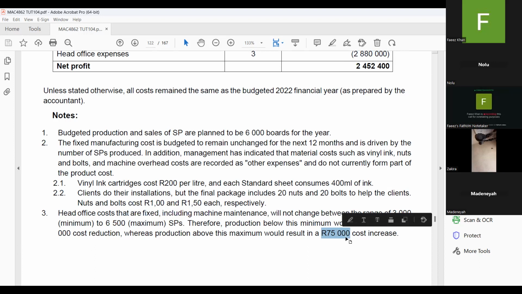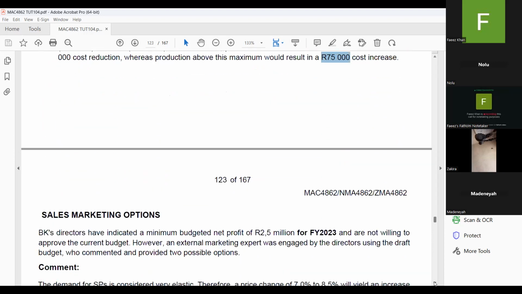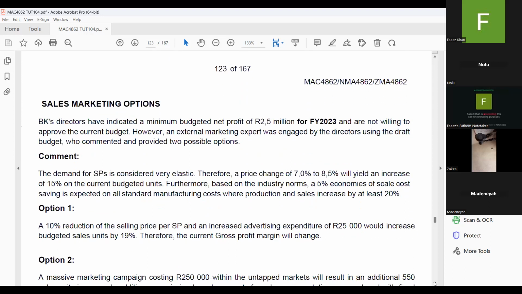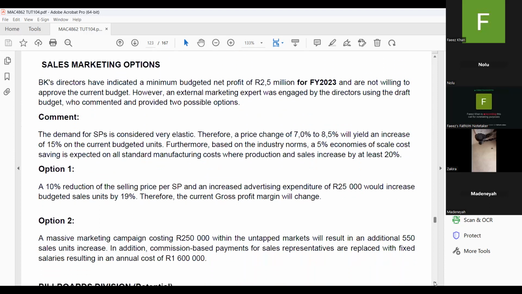So I just wanted to remind us regarding this information because we're going to need it in this one over here. So let's go through this. Then we're going to answer the question. Then we will come back to the last part of the paper.